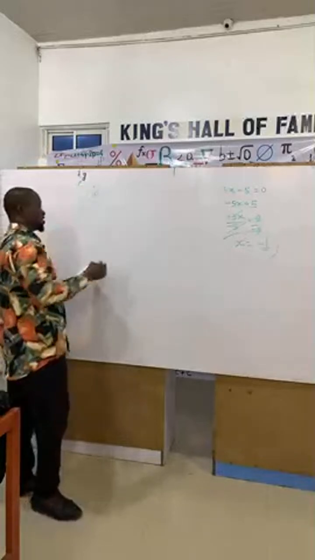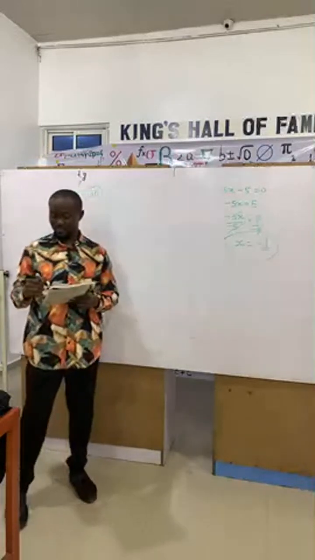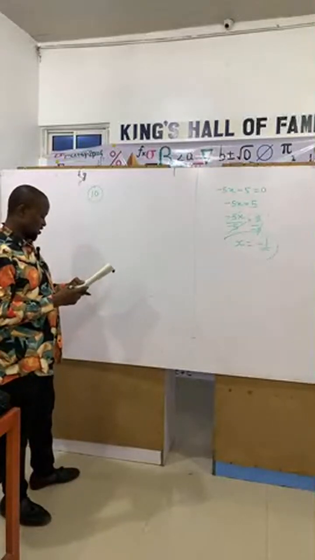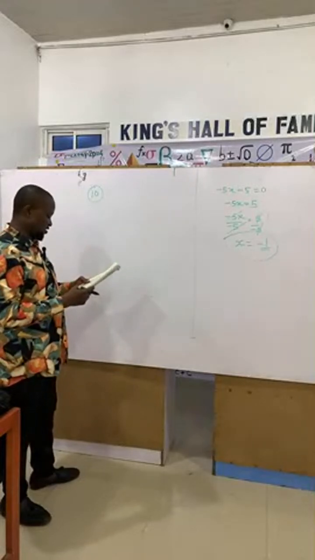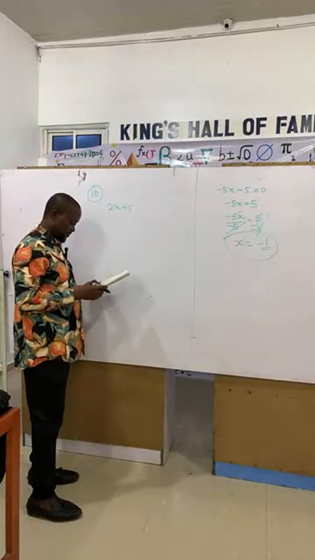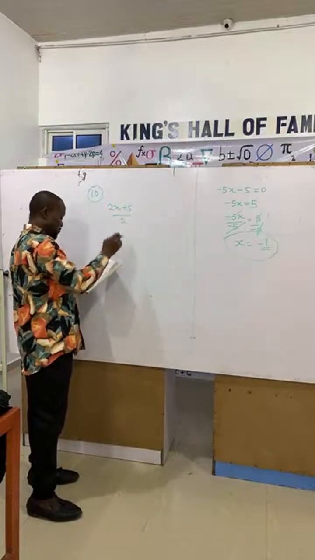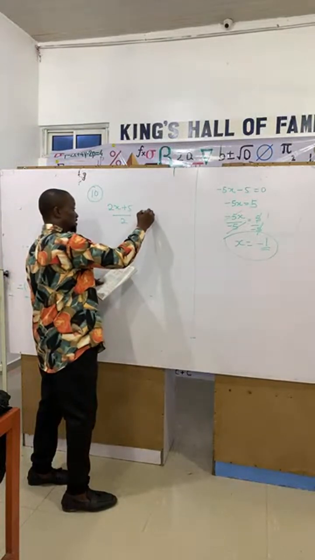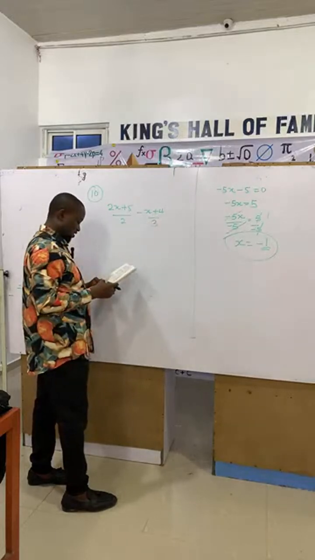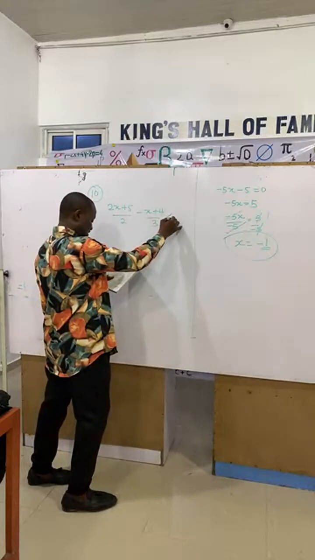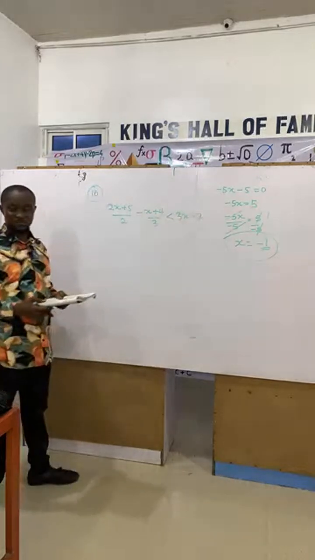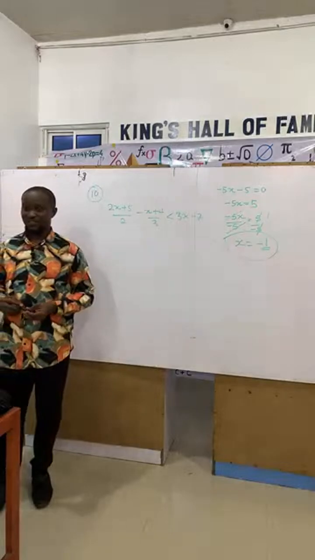Question number 10 says, solve the inequality (2x plus 5) divided by 2, minus (x plus 4) divided by 3, is less than 3x minus 7. I love this math.